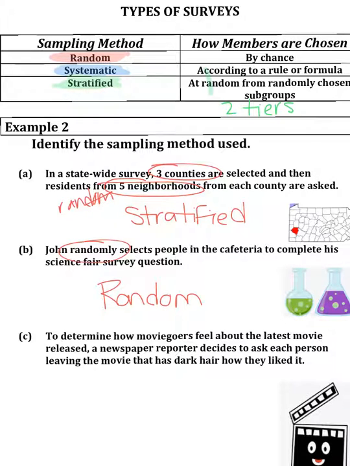And then lastly, to determine how moviegoers feel about the latest movie release, a newspaper reporter decides to ask each person leaving the movie that has dark hair how they liked it. And I mentioned that as an example unintentionally, but that would be systematic. They had a set system in place for who they were going to ask about their opinion. And that's it.